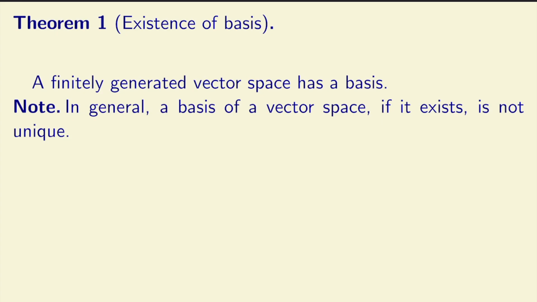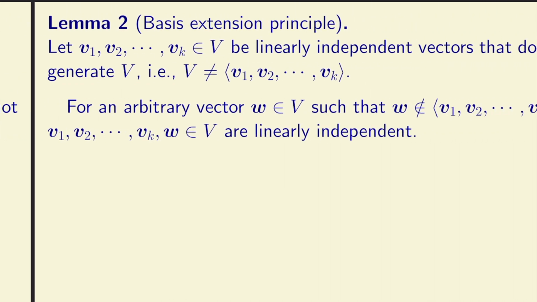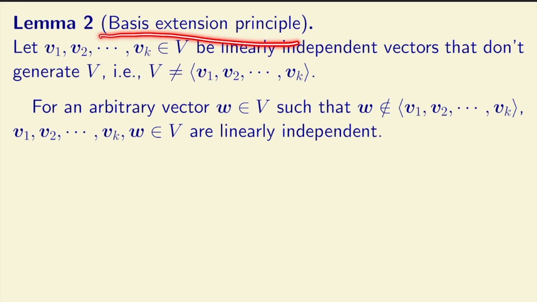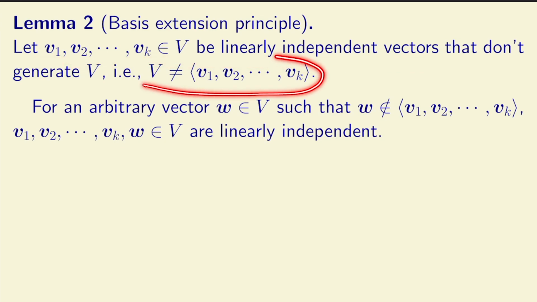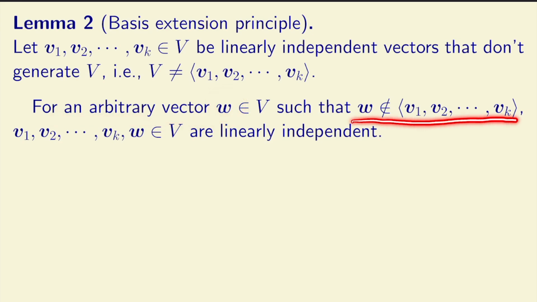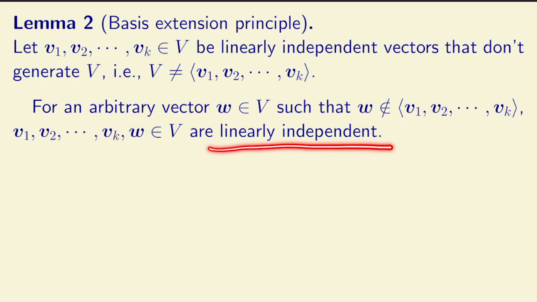That's right. To prove Theorem 1, that a finitely generated vector space has a basis, we first need a crucial tool, this lemma, the basis extension principle. Lemma 2 states, let v1, v2, ..., vk be linearly independent vectors. If they don't generate V, then if we take an arbitrary vector w in V, such that w does not belong to the subspace spanned by these vectors, then v1, v2, ..., vk, and w are linearly independent.